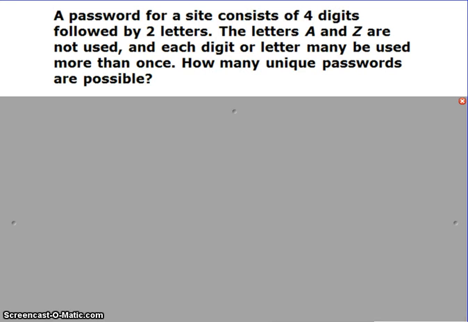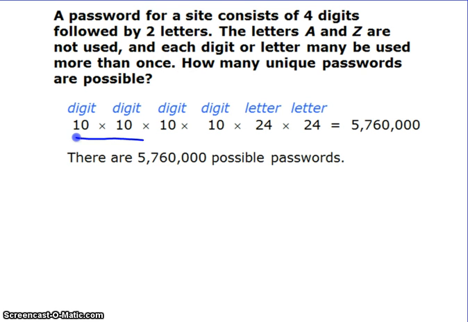All right, taking a look here, password, you must have 4 digits followed by 2 letters. The letters A and Z are not used. So instead of 26 letters, I now only have 24 letters because I can't use A and Z. So how many unique passwords can there be? So I have 4 digits, 0 through 9, 10 times 10 times 10 times 10, and 24 times 24 gives me 5,760,000 passwords that I can make by 4 digits and 2 letters.